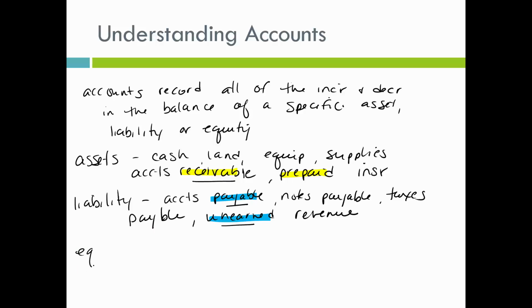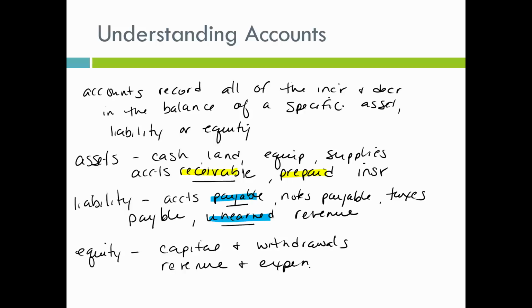And then equity, we've already talked about the 4 different types of accounts we see in equity. So that's capital, is when the owner puts money in, and withdrawals, when the owner takes money out, and then revenue, when the business makes money doing whatever it does, and expenses that the business incurs in order to generate those revenues. So those are the 4 types of accounts we see there.